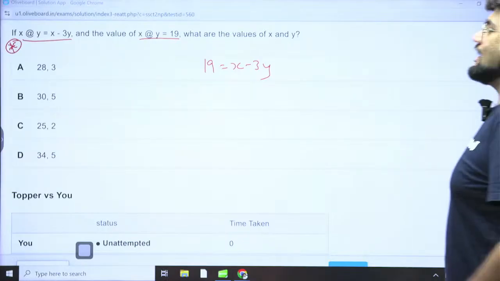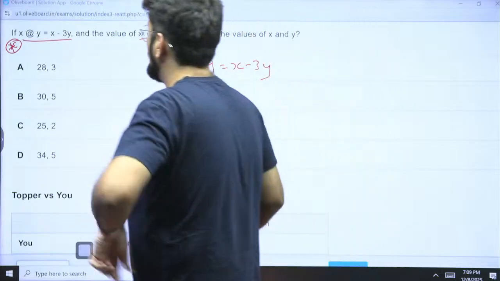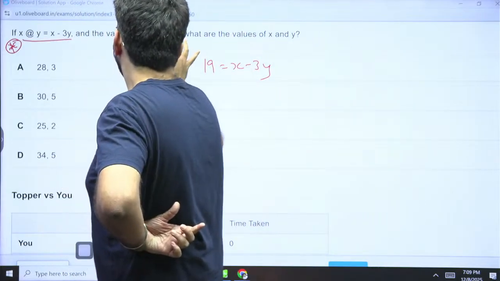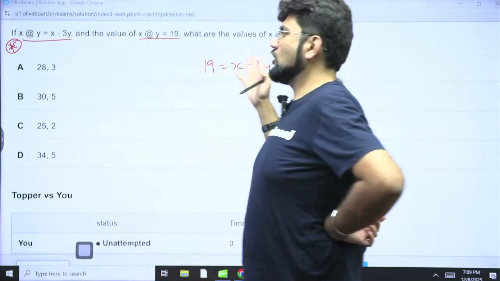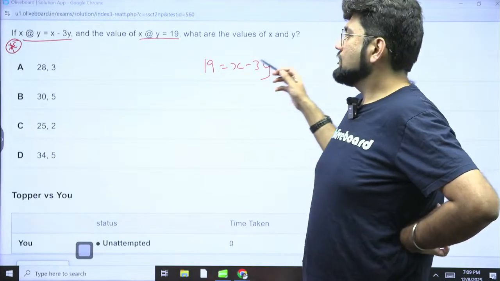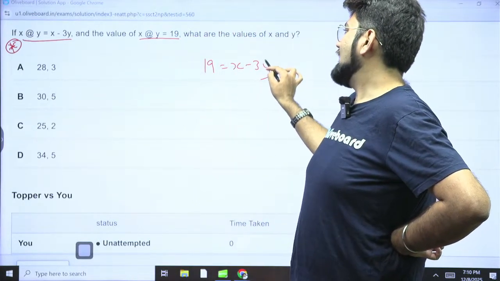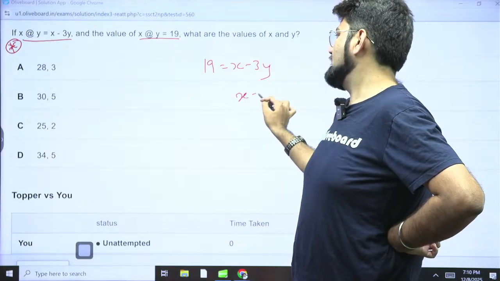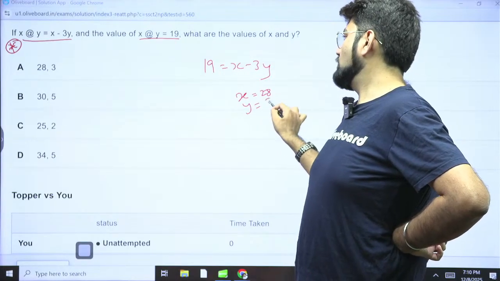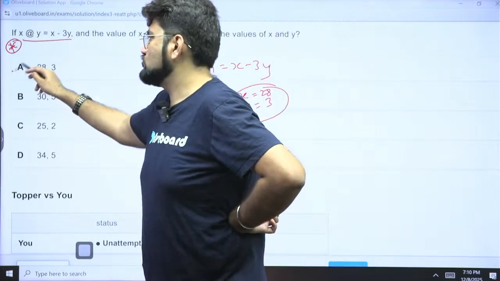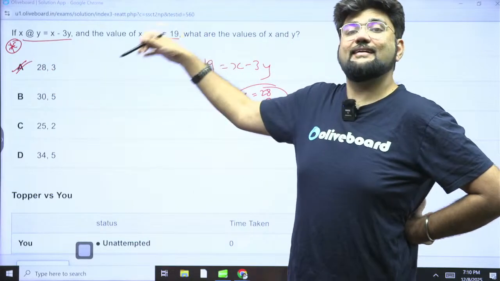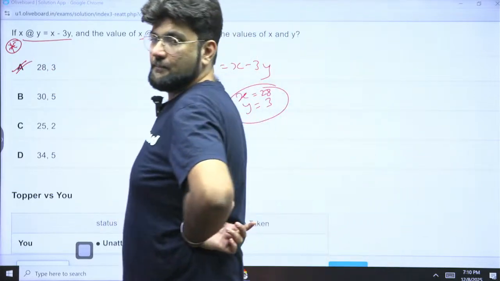So in that case, what we'll do now is we have no other option. We'll have to substitute the values, correct? So we'll substitute y as 3. So this is 3, 3, 9. 19 plus 9 is 28. So x is 28. Y is 3. The problem is the moment you get this answer correct, this should be right. You should mark this and move ahead. And technically they have marked this one as the right one.